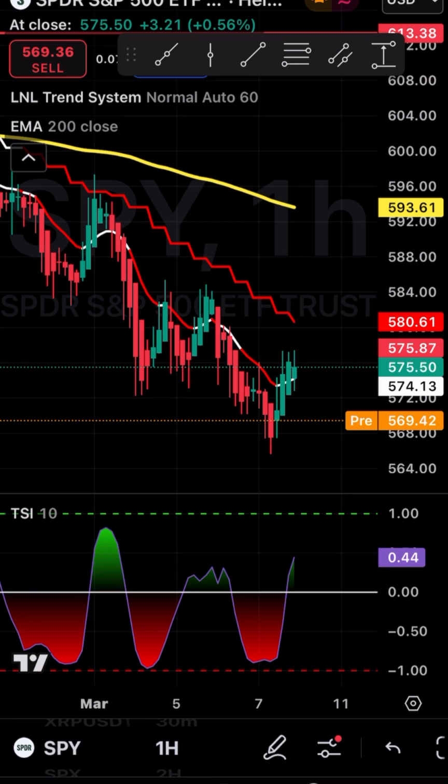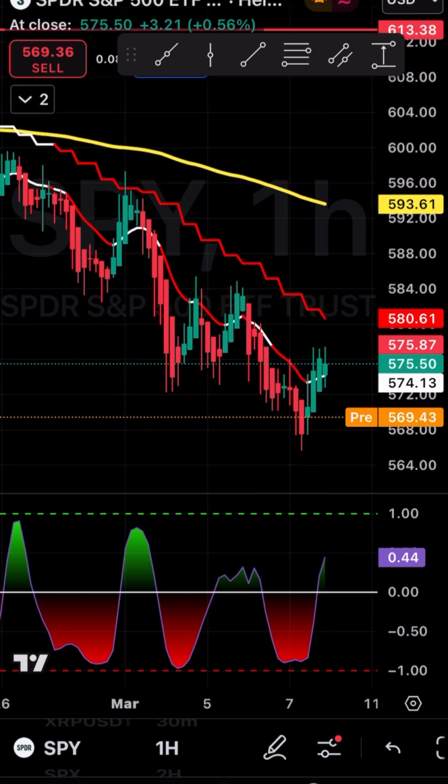Now, we're going to be looking at the S&P on the hour, and the first thing we want to look for is the cross. The two lines from the L&L trend system, we want to make sure they cross, because that is the direction you will focus on no matter what. The last cross point on the hour is the direction you're going to be focusing on. So what you want to be looking for is a cross on the hour.